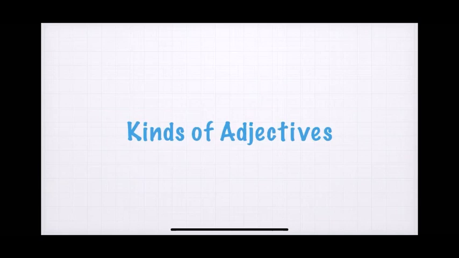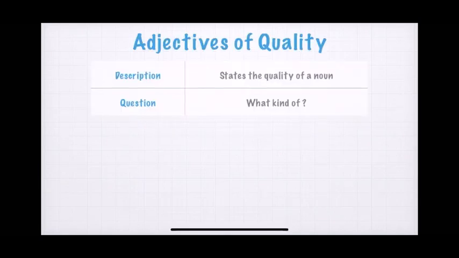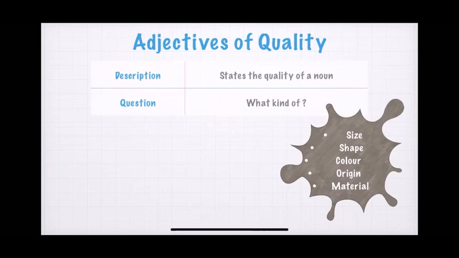There are different kinds of adjectives. Adjective of quality. It states the quality of a noun. It generally answers the question, what kind of? So, when we are talking about quality, we are talking about things like size, shape, color, origin, and material.